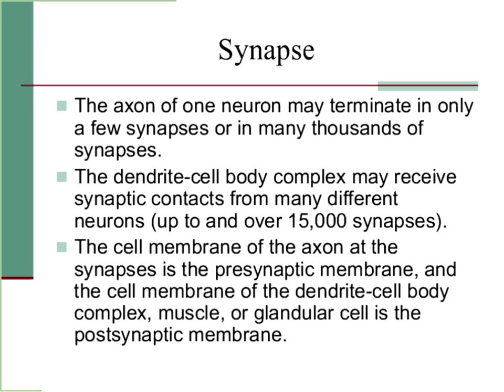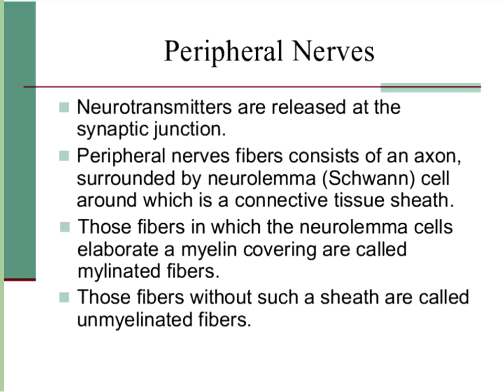A cell membrane of the axon at the synapse is a presynaptic membrane. A cell membrane of the dendrite cell body complex, muscle or glandular cell is the postsynaptic membrane. So you've got a presynaptic membrane, you've got a postsynaptic membrane. Neurotransmitters are released at the synaptic junction. This is the chemical component of the neuron that we're talking about. The electrical component are the ions that travel down the axon when we have a nerve impulse.